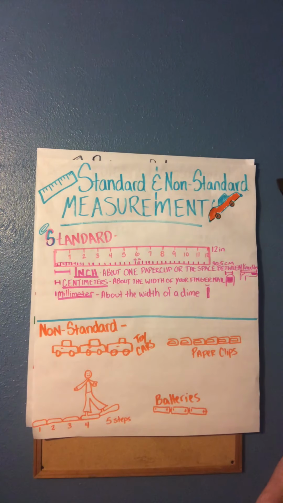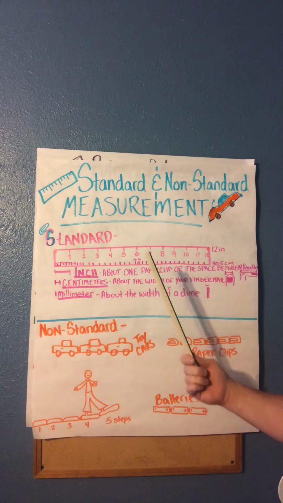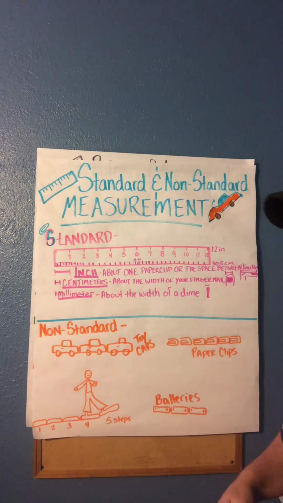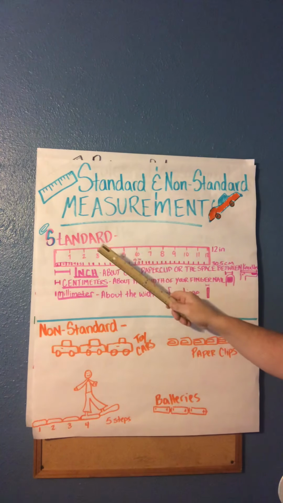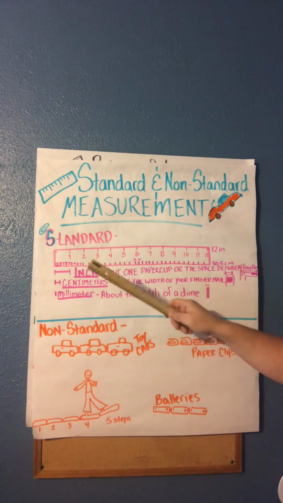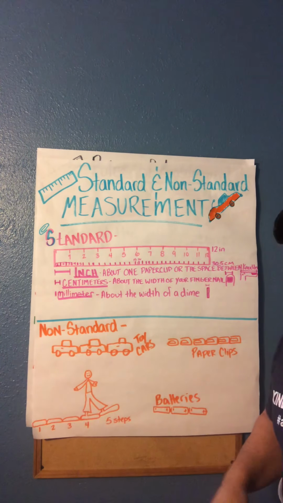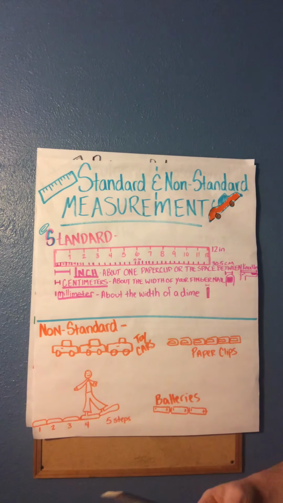Non-standard just means that you're not using the things that you would typically use at school or at work. You're not using tape measures and rulers and things like that. You're using the things that you have around you. So I want you to remember that standard means just that. It's rulers, it's inches, it's centimeters, millimeters. You would use a tape measure, a meter stick, a yardstick, those type of things.